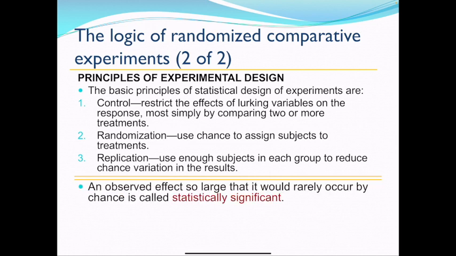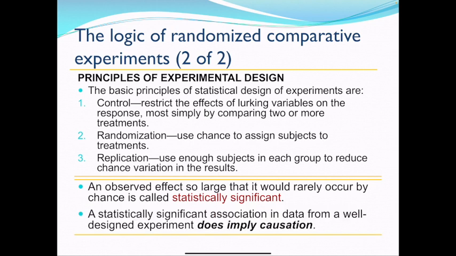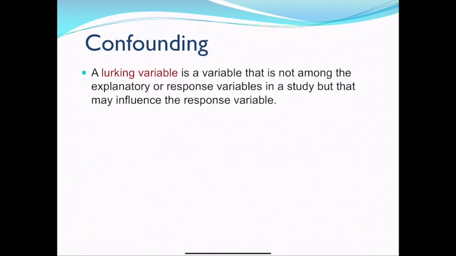results. An observed effect so large that it would rarely occur by chance is called statistically significant, right? We want to see, you hope in the studies that you're conducting, that they are statistically significant. But it's also important to know that a statistically significant association in data does not imply causation. Facts are facts. We also need to be aware of confounding, right?